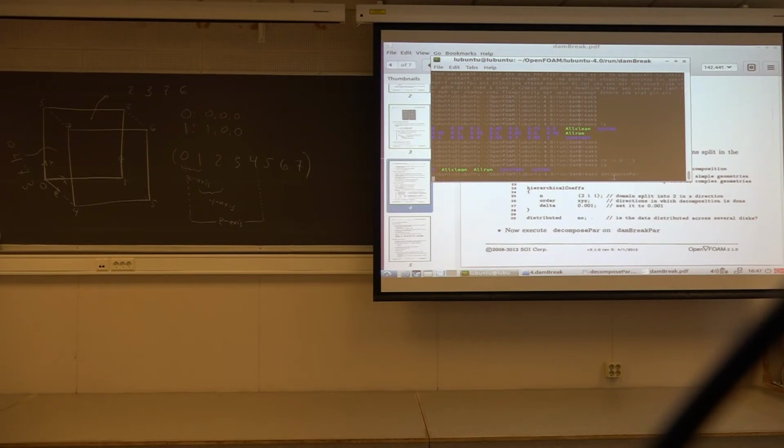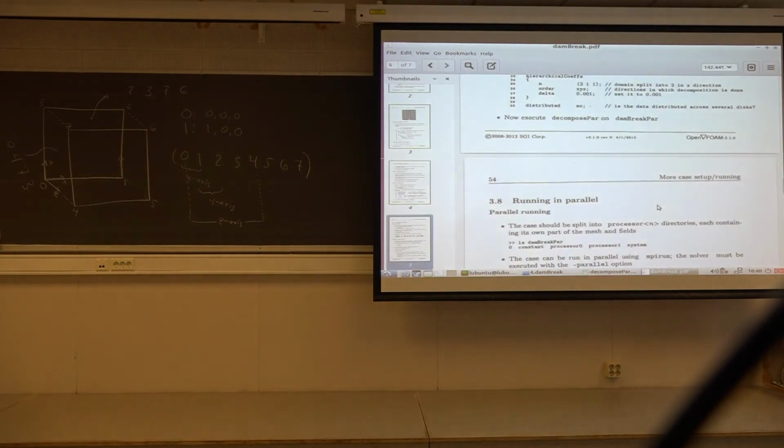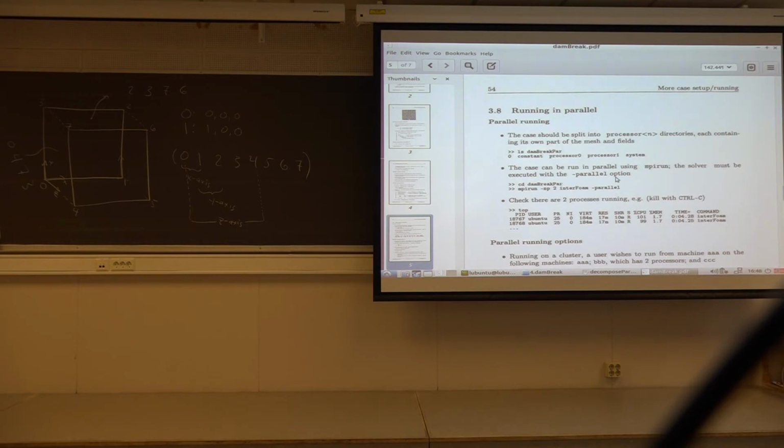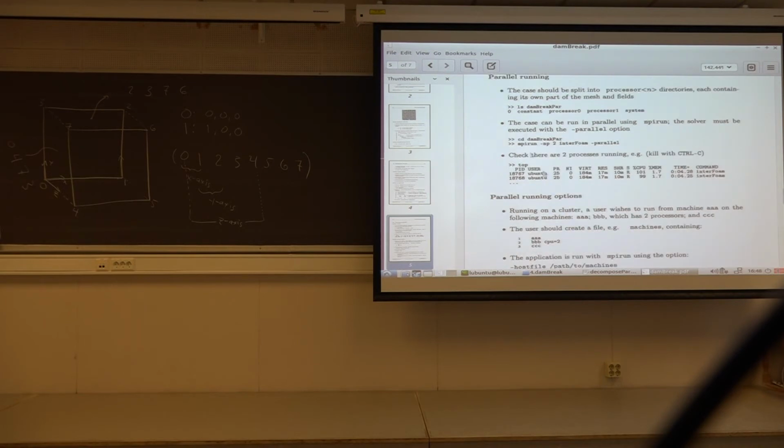Decompose par, he should take my setup, the entire case, and copy it, sort of split it into CPU 1 and CPU 2. Or actually, he used it as processor 0 and processor 1. So now I have split it in half. And to run it, you have to use this mpirun minus and so on and so forth. So let's try that one.